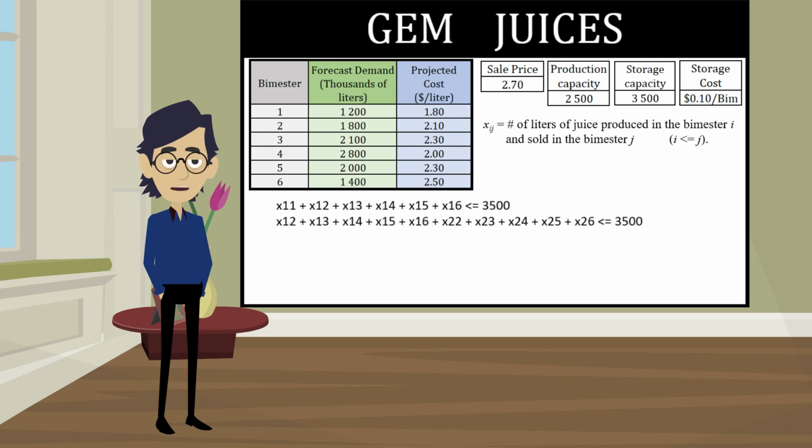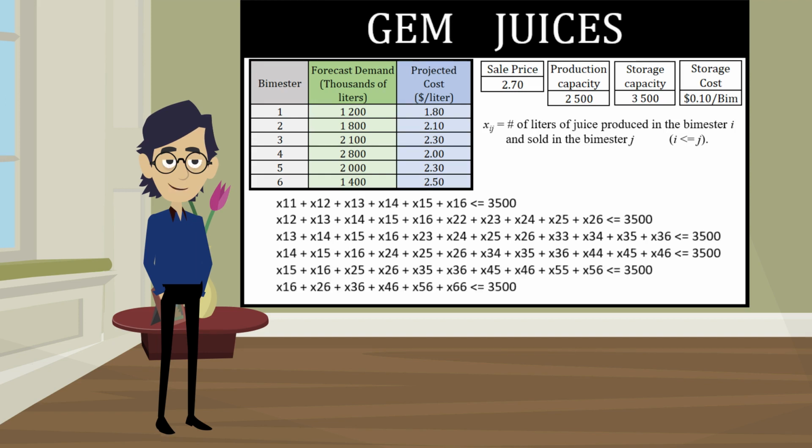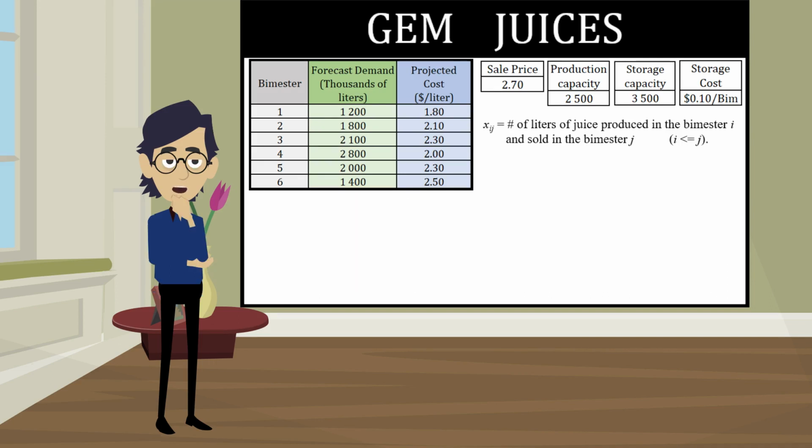For the third bimester, you must consider the pieces that were produced in the previous bimesters. And so on. Now, we just need to express our demand constraints. Because GEM is not required to meet projected demand, then the first constraint will be as follows. The second constraint will be the following expression. And so on.